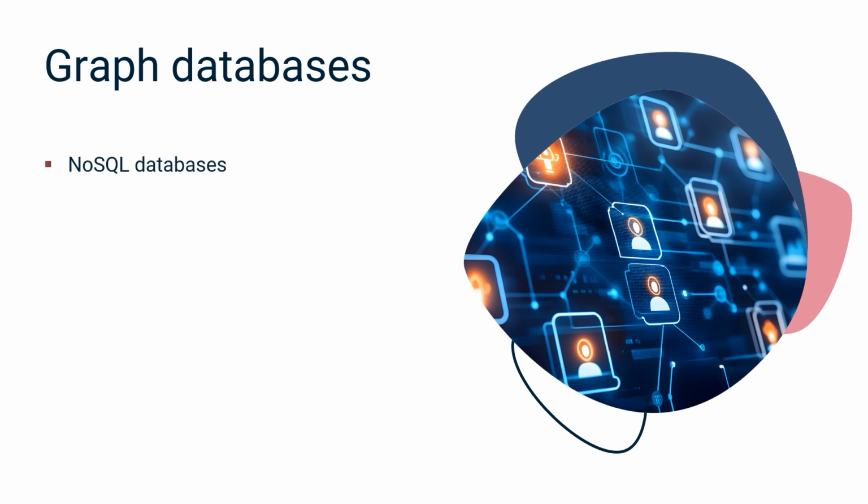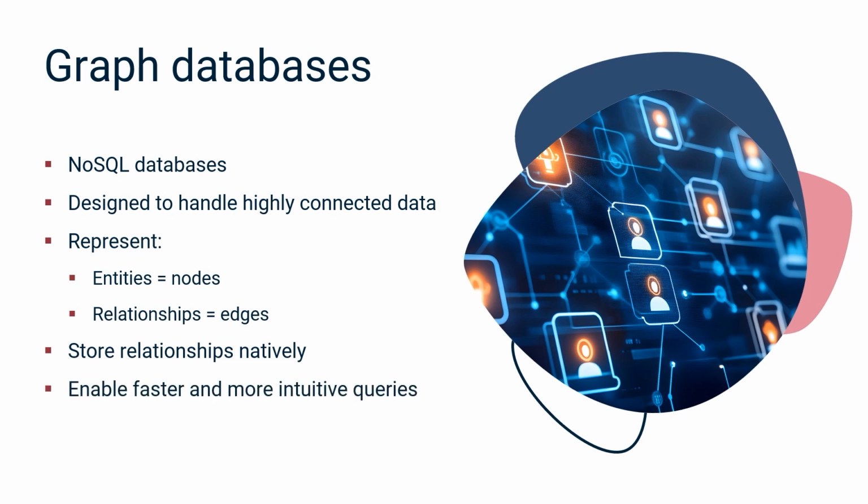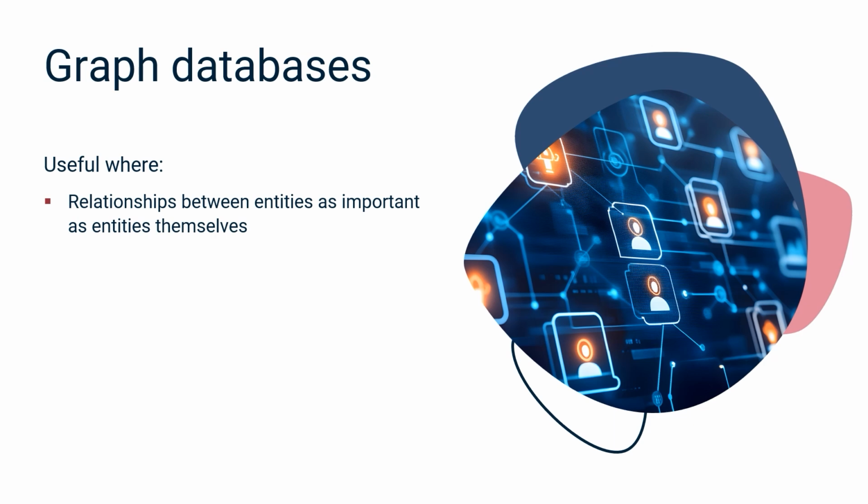Graph databases are specialized NoSQL databases designed to handle highly connected data by representing entities as nodes and relationships as edges. Unlike relational databases that rely on tables and joins, graph databases store relationships natively, making queries much faster and more intuitive for complex data relationships. Graph databases are particularly useful in applications where relationships between entities are as important as the entities themselves.